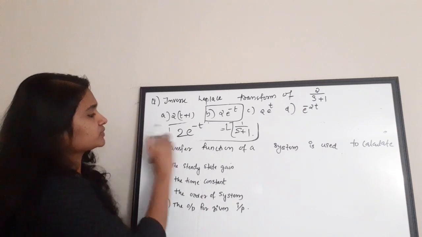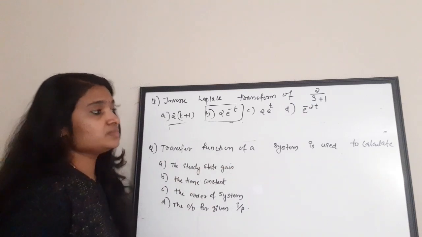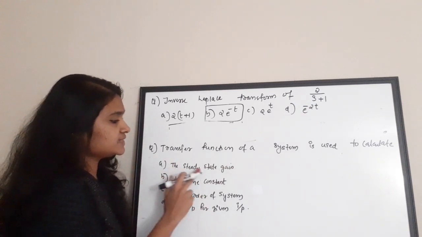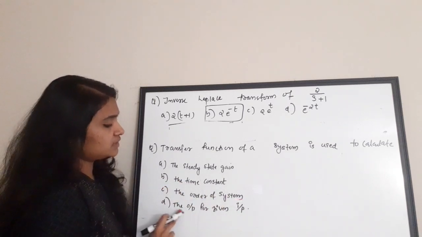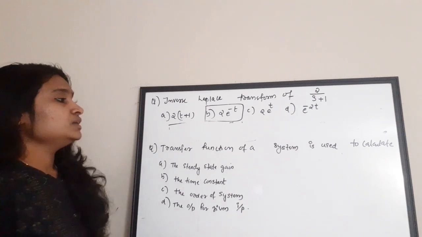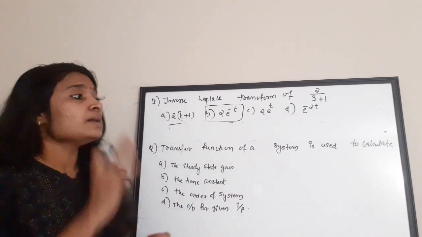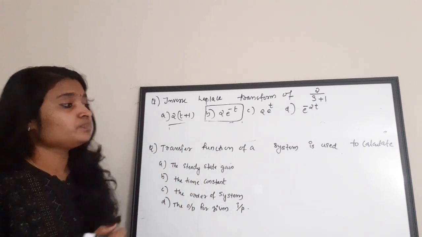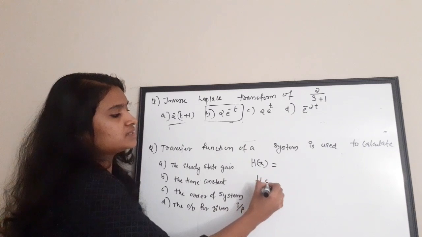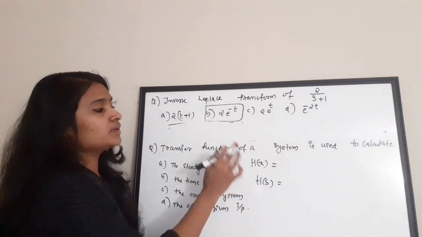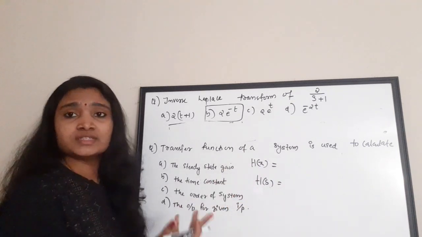Next question. The transfer function of a system is used to calculate dash. A, steady state gain. B, the time constant. C, the order of a system. D, the output for given input. Now, if you go on talking about the transfer function, it can be used for finding many things. But primarily, what is the function of a transfer function? You can express a transfer function either in Z transform, that is H of z, or you can write it in the analog domain as H of s. So this is for discrete time signals, and this is for continuous time signals.